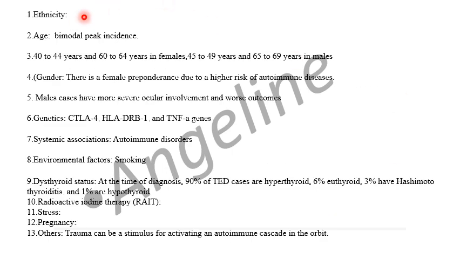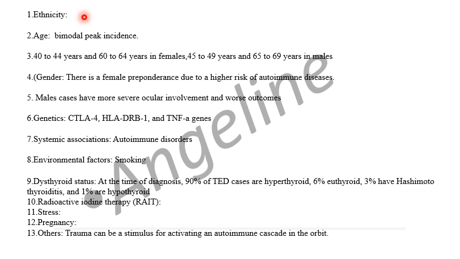So what is the risk? Not every thyroid toxic patient or every Graves patient will have eye problems. One is ethnicity. As far as the Indian population is concerned, we did not find any studies, but in the West it is the Afro-American population. Age: there is a bimodal peak incidence, 40 to 44 and 60 to 64 in females and a decade later in males. Gender: there is a female preponderance because females as such have a higher incidence of autoimmune diseases. And males, when they have eye problems, they present much more with severe issues.